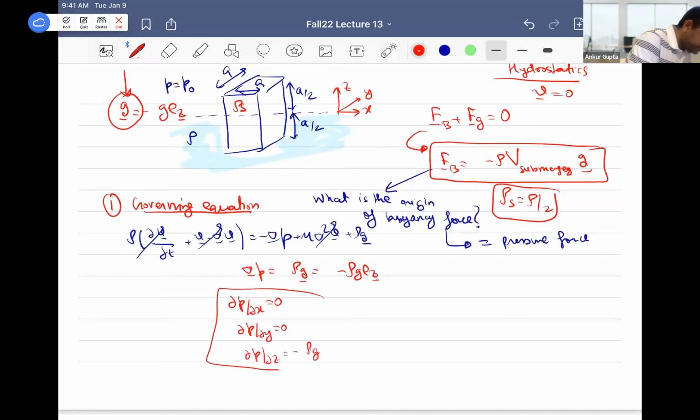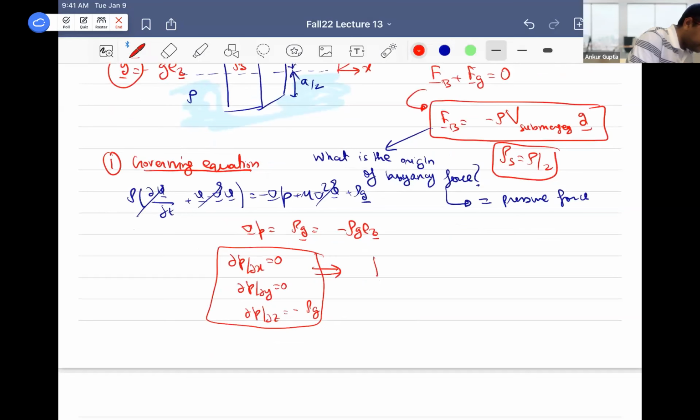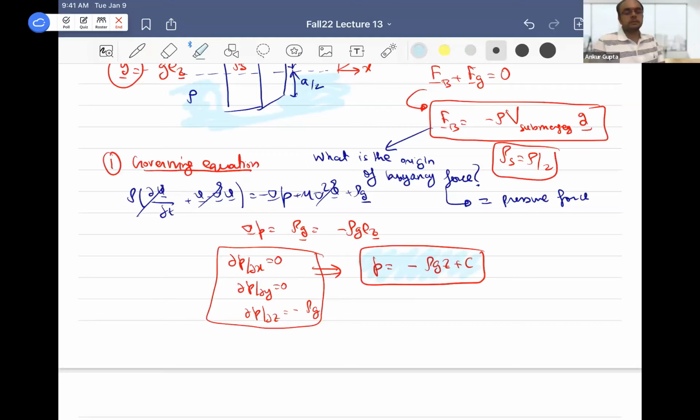Okay. So I'm just repeating my steps so that you can remember where this came from. And from here, essentially, we could say P is equal to minus rho GZ plus C, where C is not a function of X and Y, because C is a constant, because pressure cannot vary in X and Y. Okay. This is very important. I want to really emphasize this part.